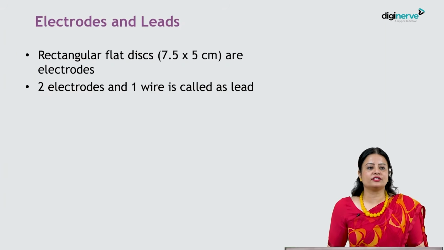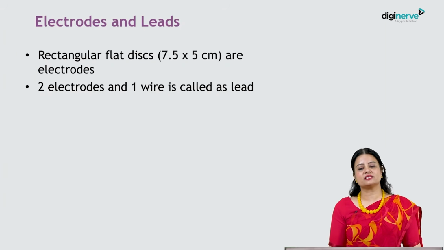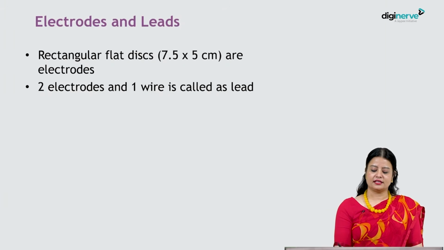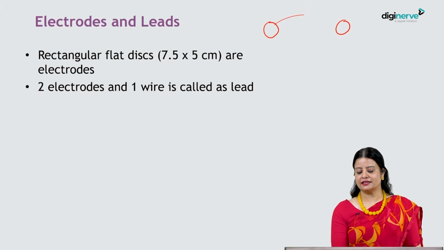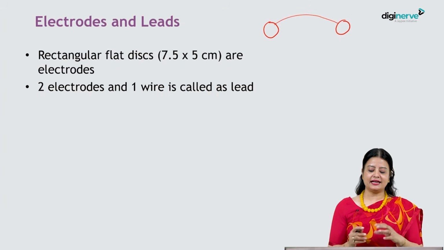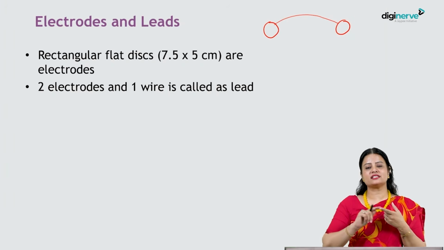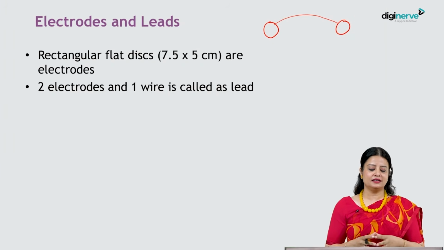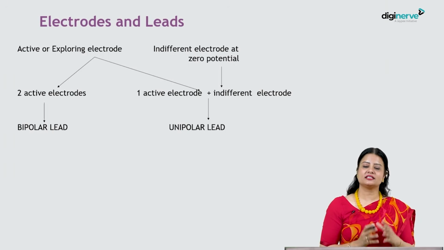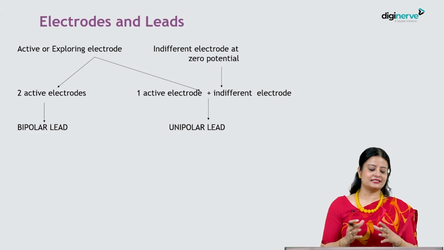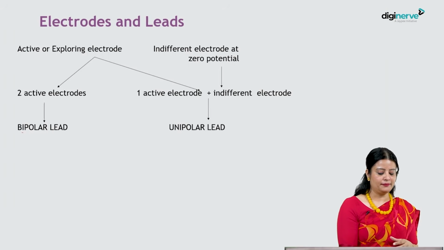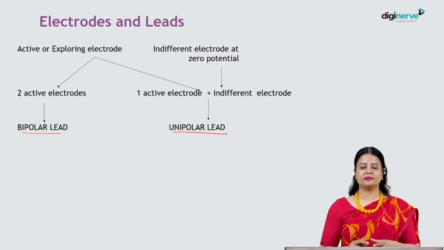So now how do we record ECG? As I have told you, it is a surface recording. So there are electrodes which are the flat discs. They are connected with a wire, and together 2 electrodes and 1 wire, they make a lead. Depending on the type of electrodes used, we classify the leads as the bipolar leads or the unipolar leads.